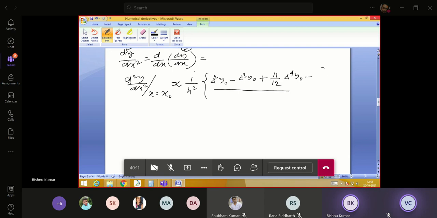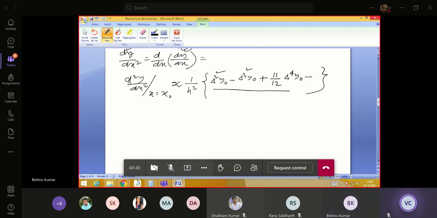So this formula will look like this. Starting from the second difference, second difference minus third difference. Here is also an alternating series: plus, minus, in that way it will keep continuing. But there is no pattern to remember. So at least up to the third term you just remember. Second difference minus third difference plus 11 by 12 fourth difference, outside 1 by h square. Can you remember?